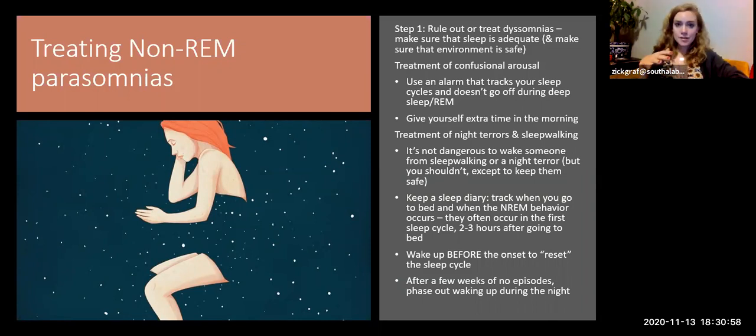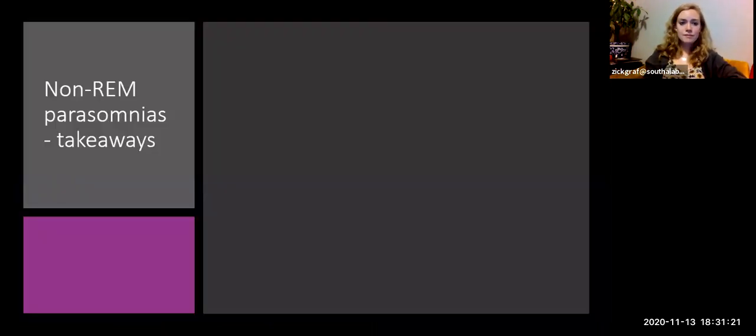After a few weeks of not having any non-REM parasomnia episodes, you can phase out waking up at night. And if the episodes start to come back, just go back to waking up at night. If you live alone, you could potentially still do this by setting an alarm that tracks your sleep cycles to wake you up around the time that you usually have sleepwalking or night terror episodes.